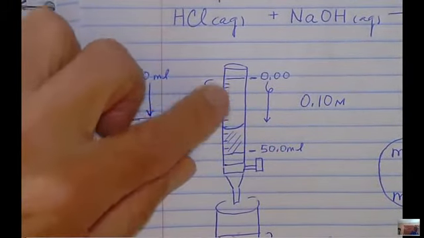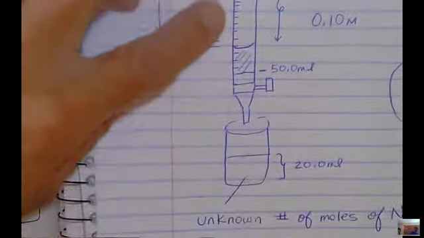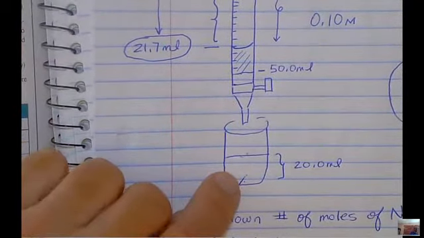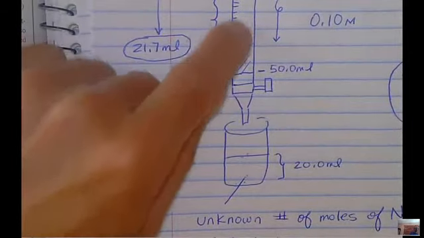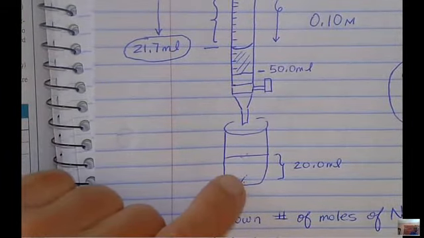So the stuff that's missing, where did it go? It's down here. What's the total volume of this solution down here? Not that you're going to need it for anything, but you took the 21.7 and you poured it or dripped it into here.